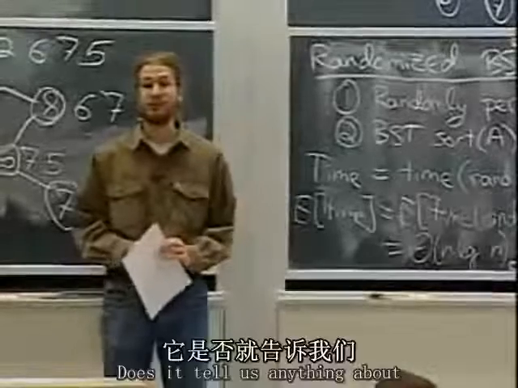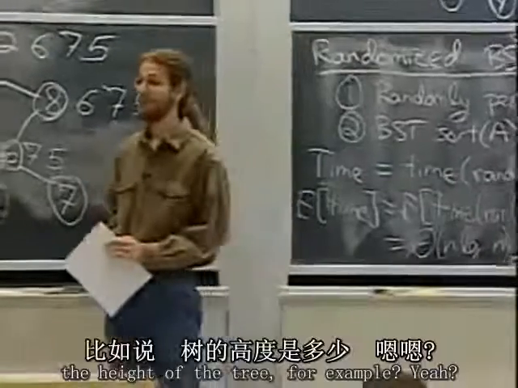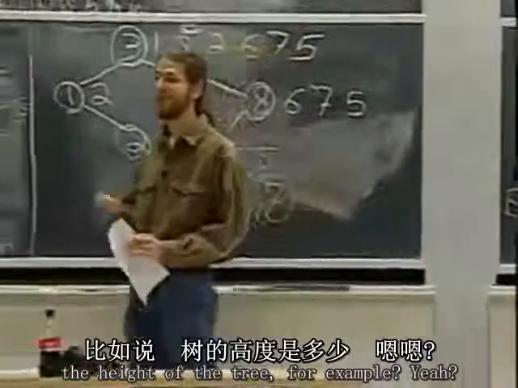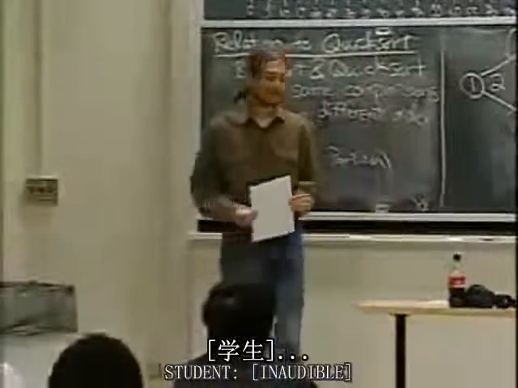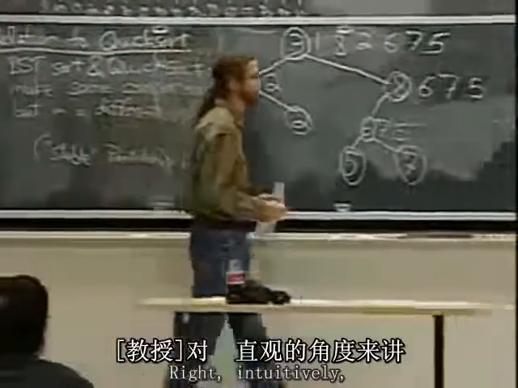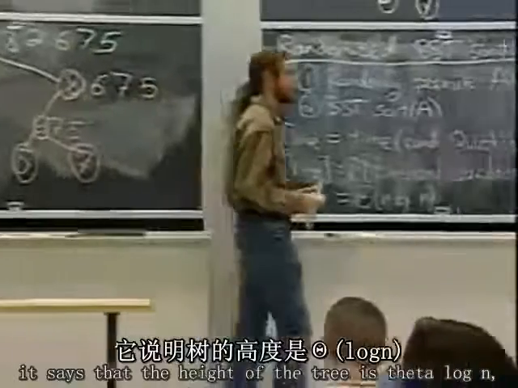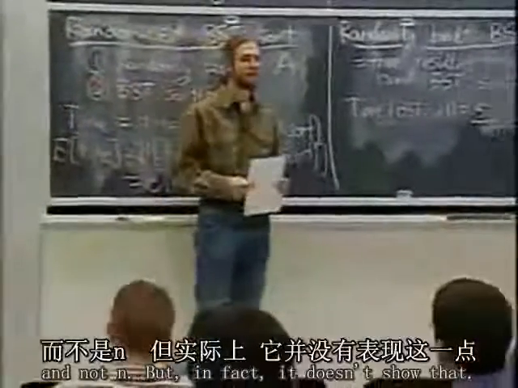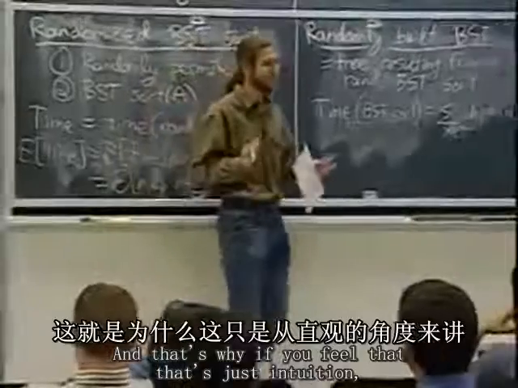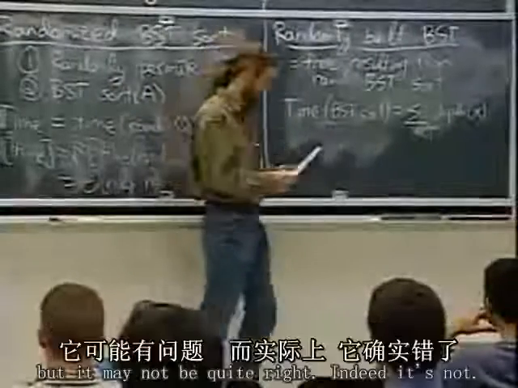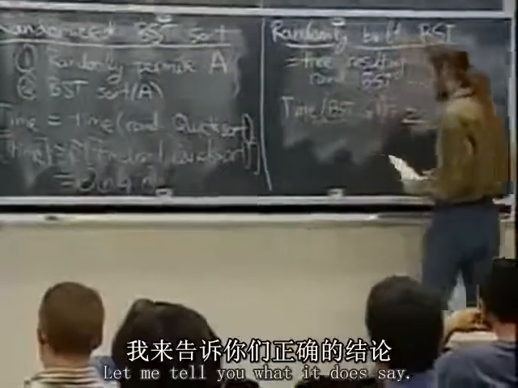Does it tell us anything about the height of the tree, for example? Yeah? In some intuitive sense, it says that the height is about theta log n and not theta n. But in fact, it doesn't show that. That's just intuition, but it may not be quite right. Indeed, it's not. Let me tell you what it does say.